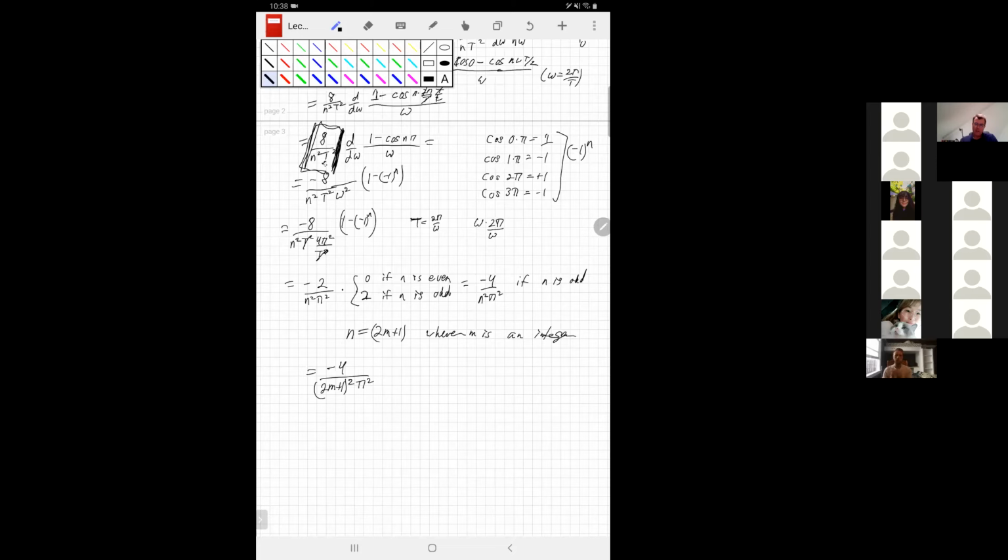One question you may be thinking is, so what does he want on the homework? Does he want 1 minus negative 1 to the n, or does he want it written in this form? I'll accept either. They're equivalent. I don't really care.